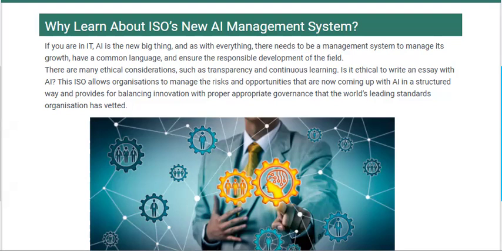This ISO allows organizations to manage the risks and opportunities that are now coming up with AI in a structured way, and provides for balancing innovation with appropriate governance that the world's leading standards organization has vetted.